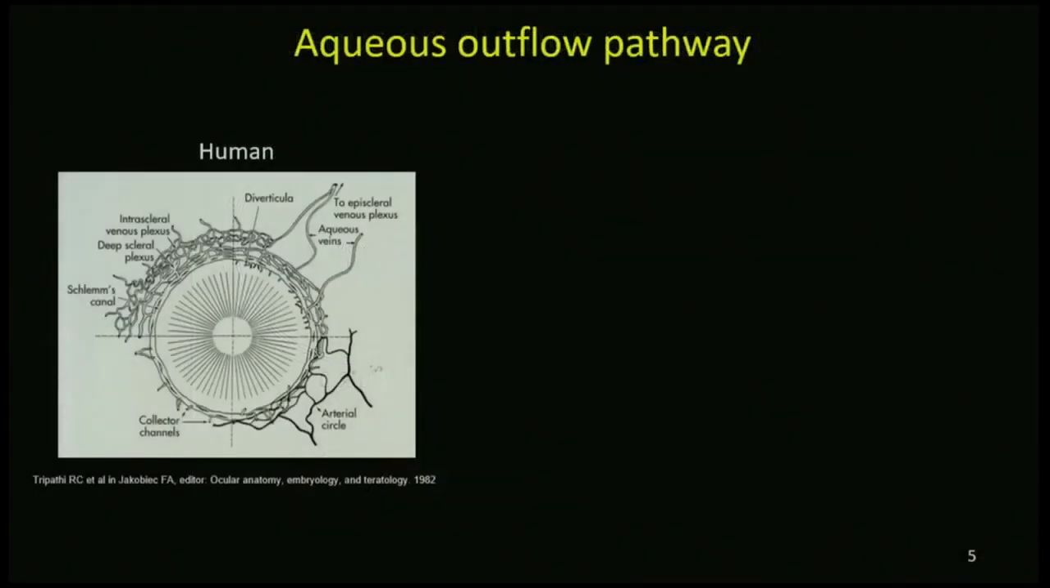that the aqueous has to go through. So once it gets through the trabecular meshwork, then it finds itself in Schlemm's canal. And then after Schlemm's canal, the aqueous finds itself in aqueous veins and episcleral veins, which then eventually get drained by the systemic venous system. So this is, again, a human model of the outflow.